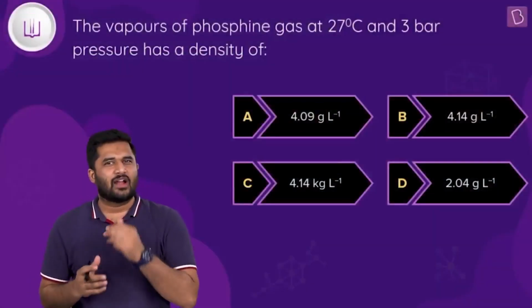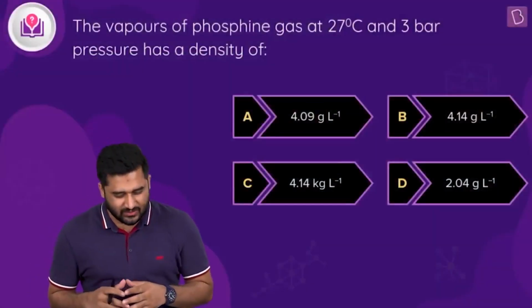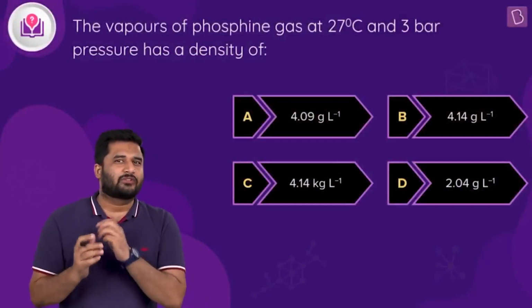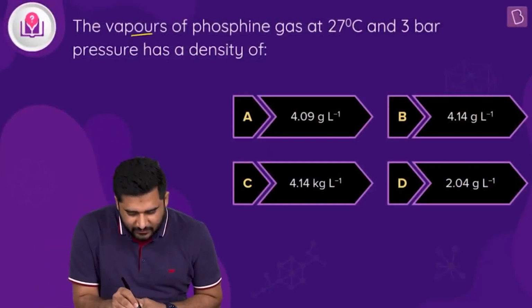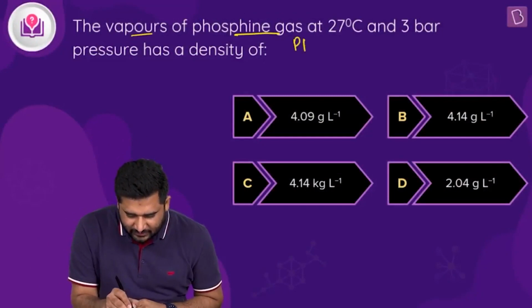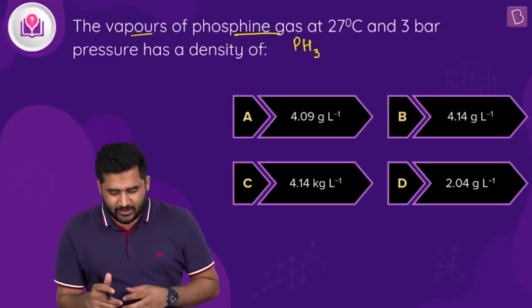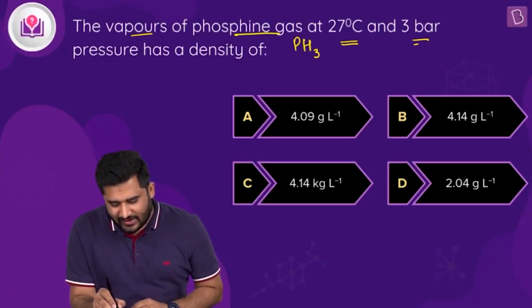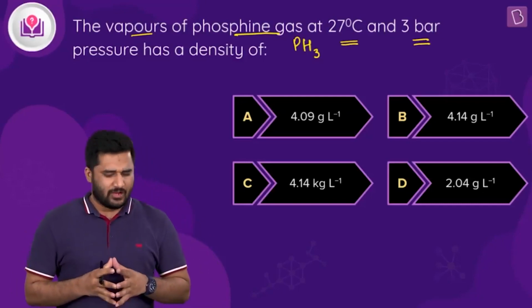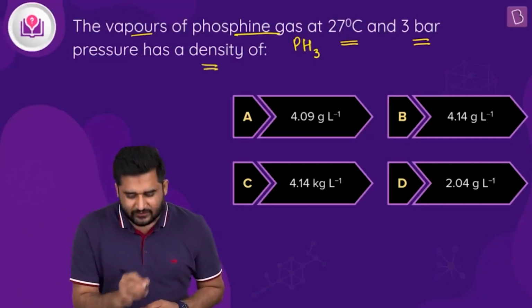Hi, let's have a look at this question. You can see in the question we have vapors of phosphine gas. Let me first tell you what phosphine gas is. It is PH3, and you can see the vapors are at a temperature of 27 degrees Celsius and a pressure of 3 bar. And what we have to calculate is the density of this gas.